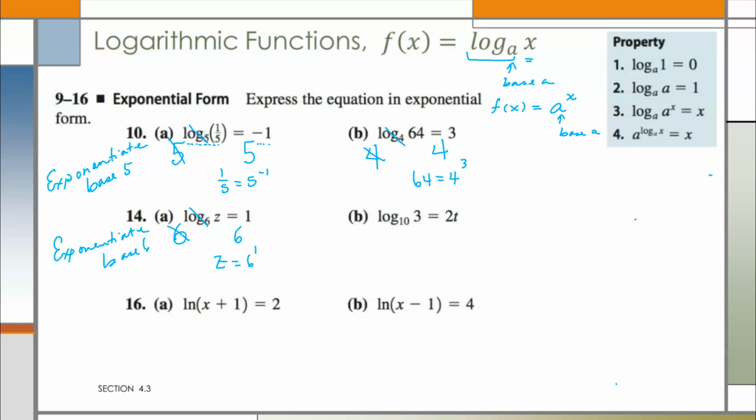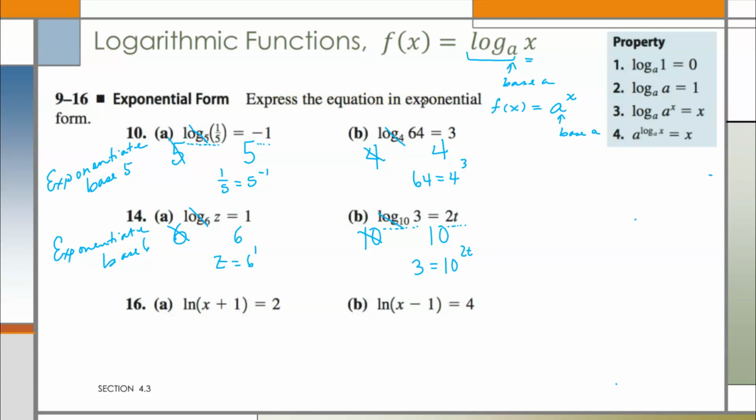We're going to exponentiate base 10. This is a log base 10, so I'm going to exponentiate base 10 on both sides. Exponentiate means this became the exponent of base 10. These cancel out, so we get 3 equals 10 to the 2t. We're expressing the equation in exponential form.